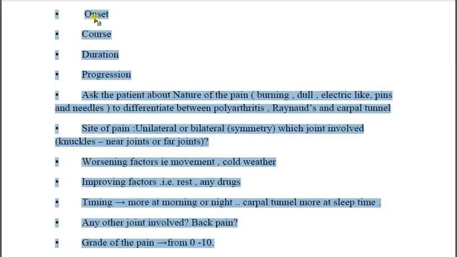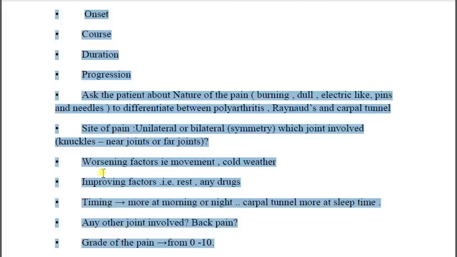So when did this joint pain start exactly? Is it increasing, decreasing, or the same? Is it coming on and off all the time? Can you describe for me the nature of this pain? Is it burning, or dull, or electric, or pins and needles? This is to differentiate between polyarthropathy, Raynaud's and carpal tunnel. Can you mention for me, please, where is the pain in your hands exactly? Is it in the knuckles, the near joints, or the far joints?